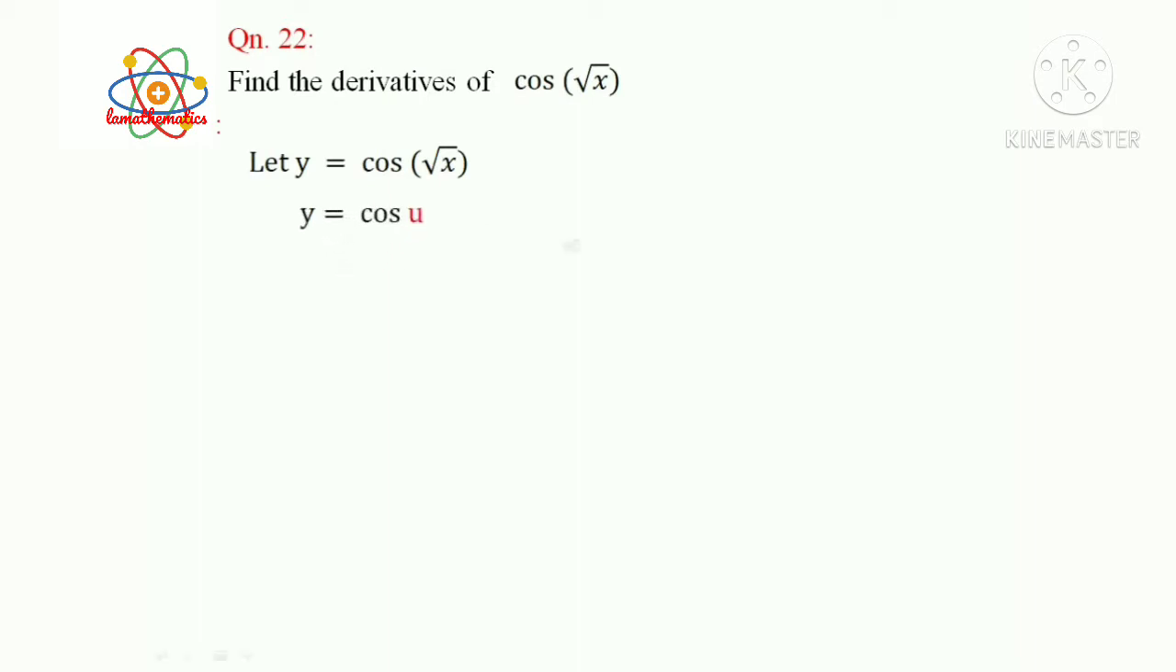y equal to cos u, where u equal to root x. y equal to cos u means y is a function of u. Therefore, we differentiate dy by du. dy by du equal to d by du of cos u. We have derivative of cos u equal to minus sin u. Therefore, dy by du equal to minus sin u.